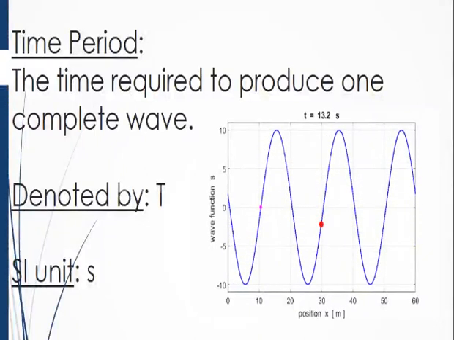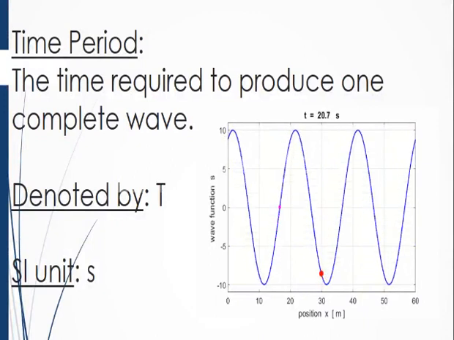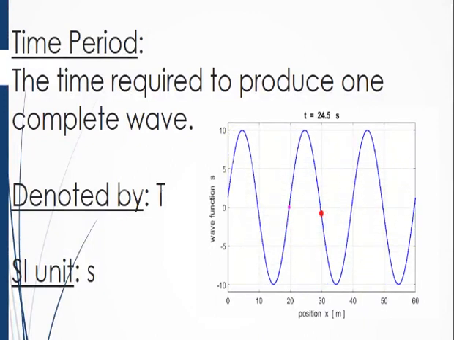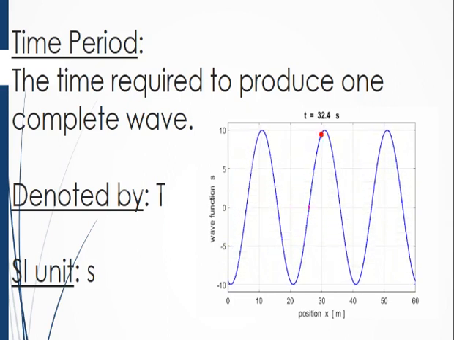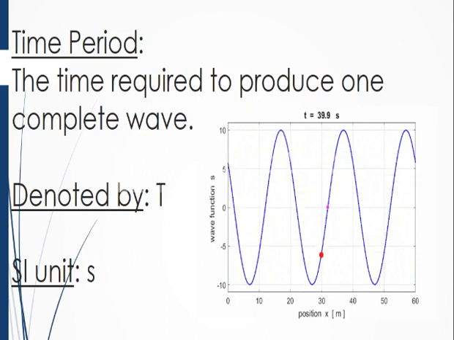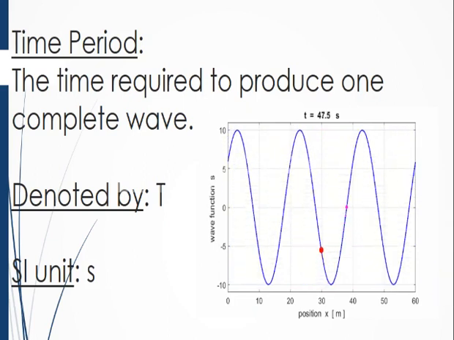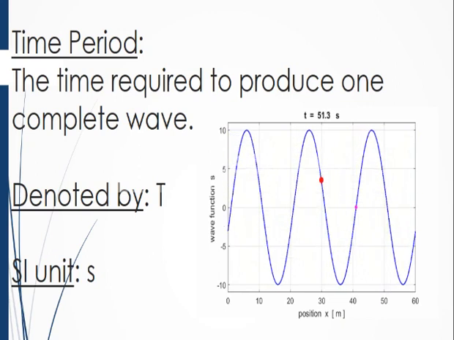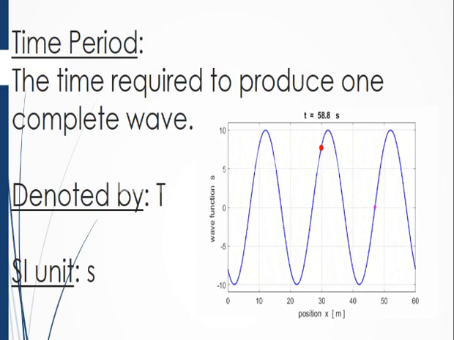The time required to produce one complete wave or cycle is called time period of the wave. Now, one complete wave is produced by one full vibration of the vibrating body. So we can say that time period is basically the time taken to complete one vibration.